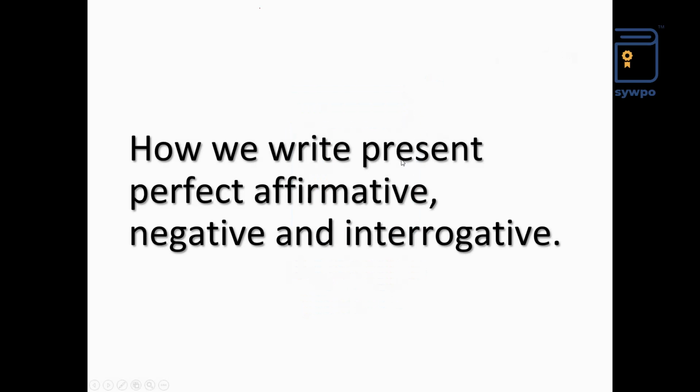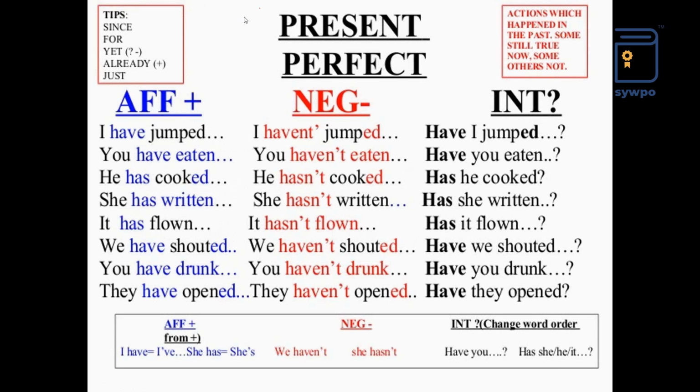Now, I'm going to discuss how we write present perfect in affirmative sentence, in negative sentence, and interrogative sentence. Affirmative means a simple positive sentence, and negative, you already know, is a negative sentence. And then interrogative means a question. So let's find out more about this. Here you have it on the slide. You can see affirmative is the positive, negative is here, and question is here.